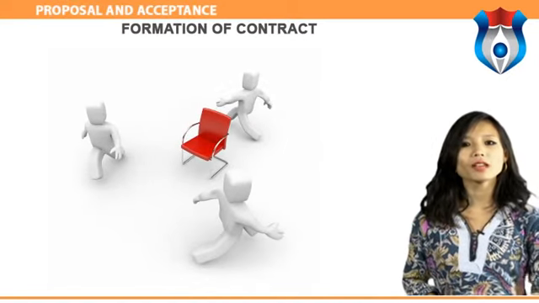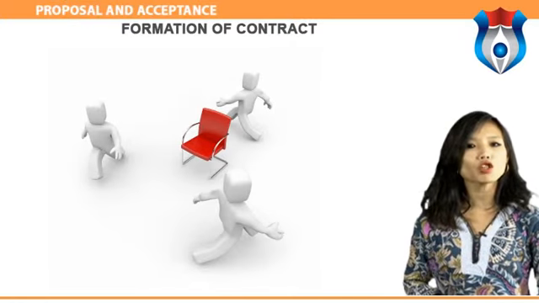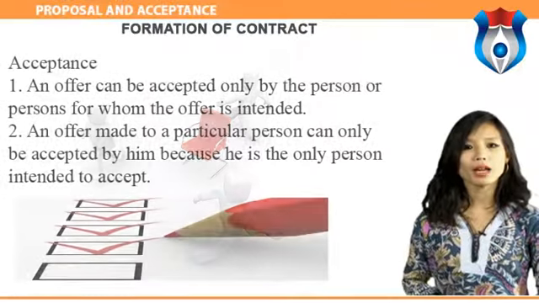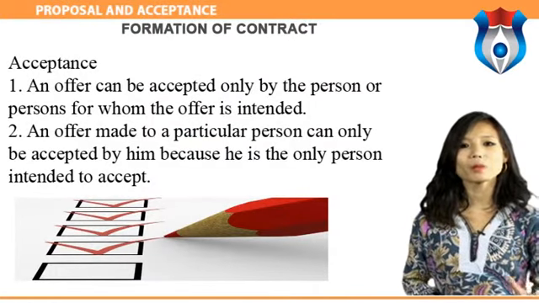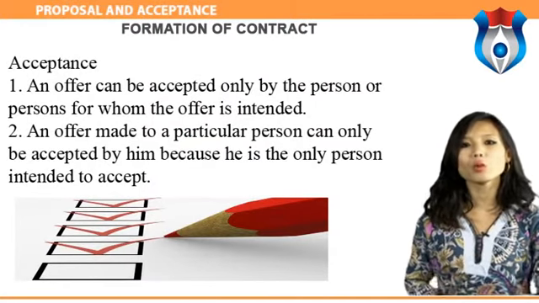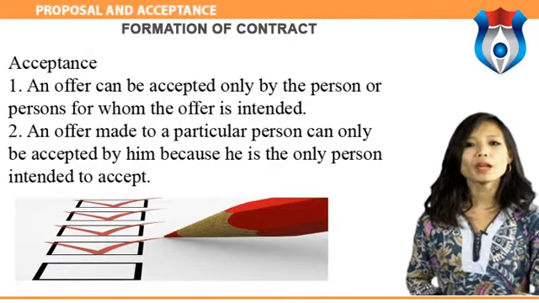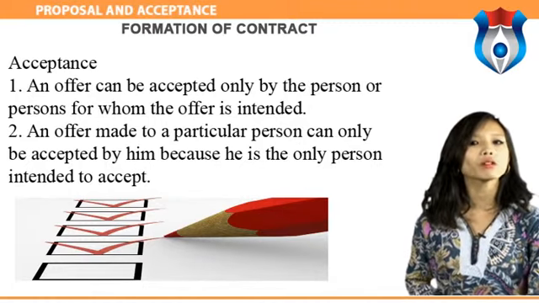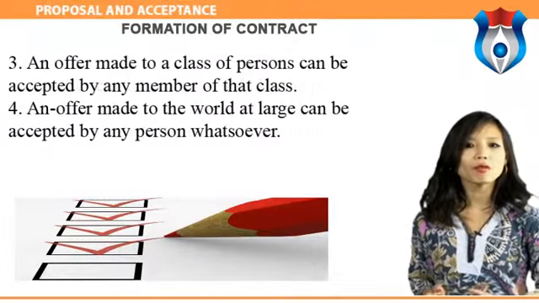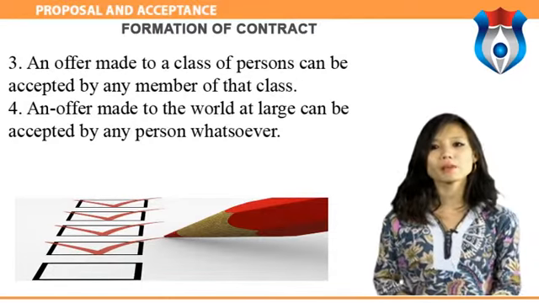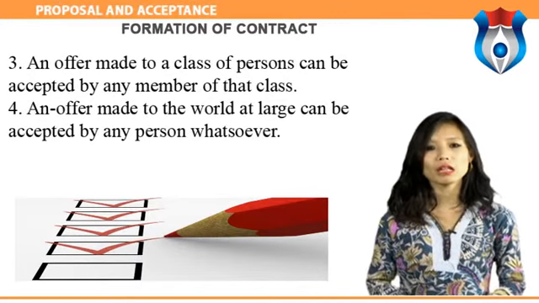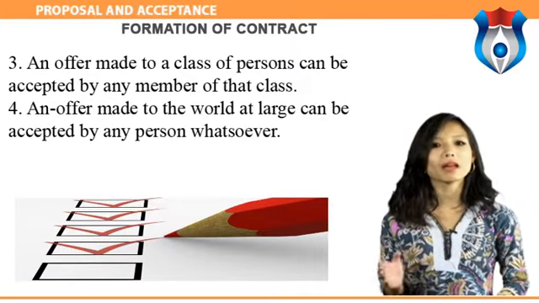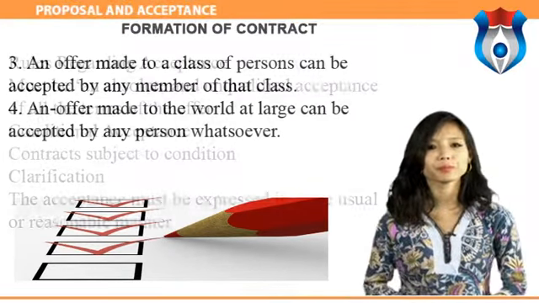Printed contracts are standard forms of contracts, often containing a large number of terms and conditions which exclude liability under the contract. Acceptance. An offer can be accepted only by the person or persons for whom the offer is intended. An offer made to a particular person can only be accepted by him because he is the only person intended to accept. An offer made to a class of persons can be accepted by any member of that class. An offer made to the world at large can be accepted by any person whatsoever.